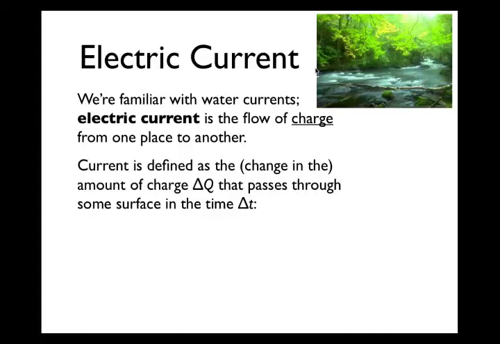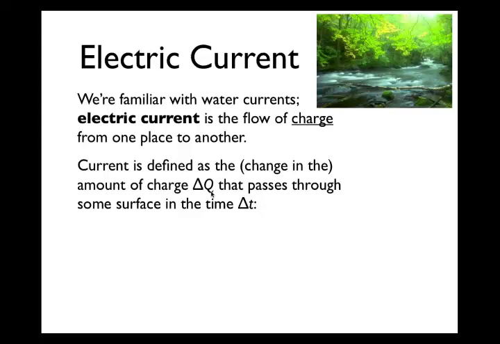Electric current is defined as the amount of charge that passes through some surface in the amount of time, delta t, and we always use this delta Q symbol for a couple of reasons here. Number one, we're cheating because technically the definition is built on calculus and it's a derivative of a charge function. But if that means nothing to you, ignore that last comment.